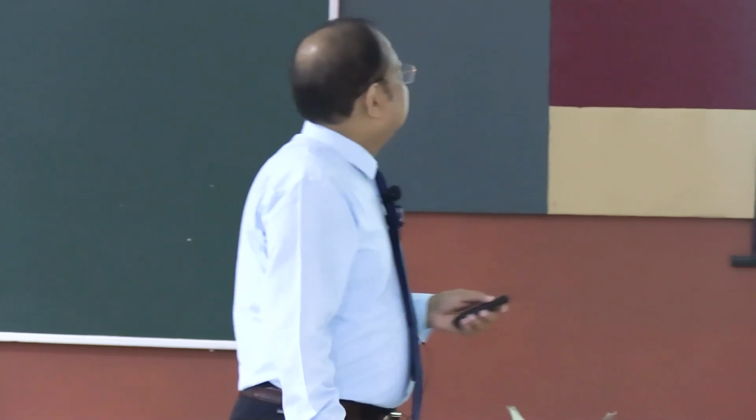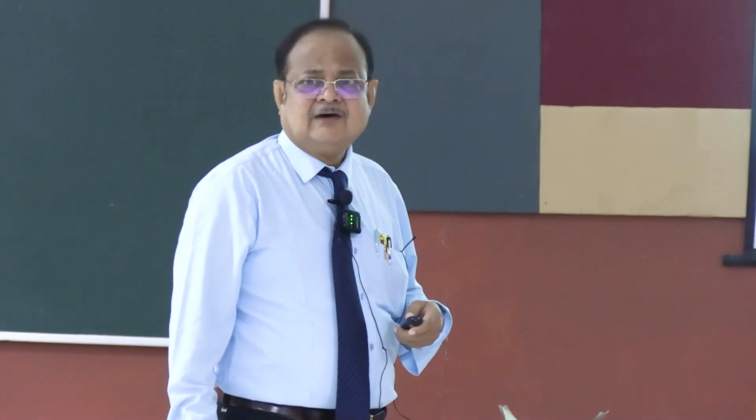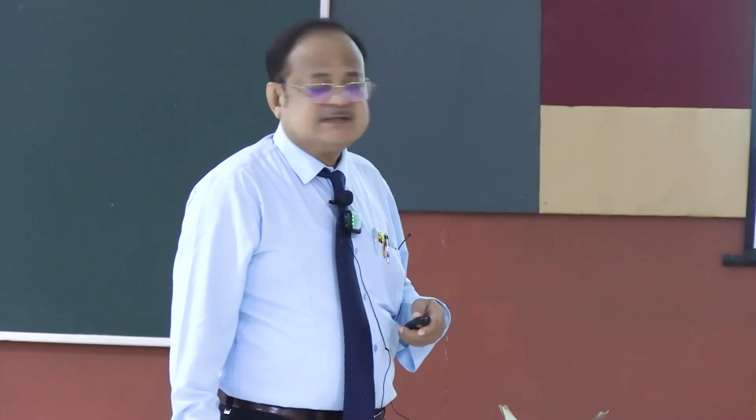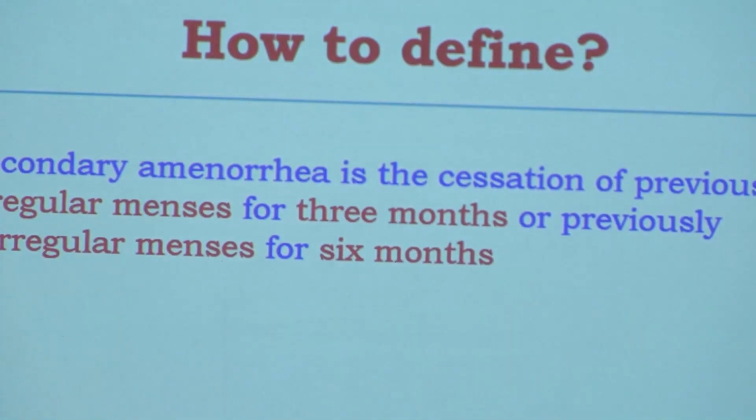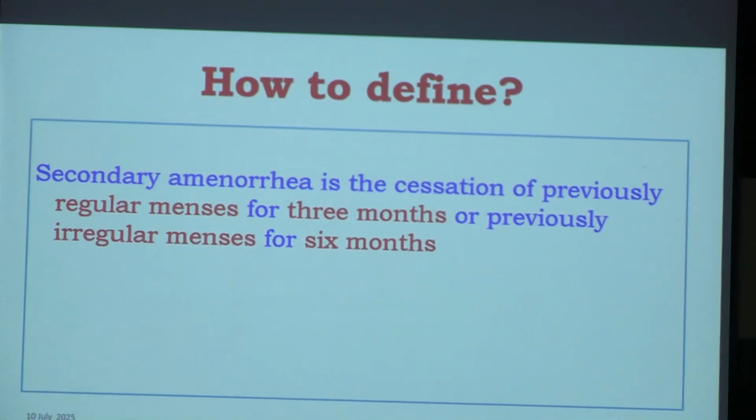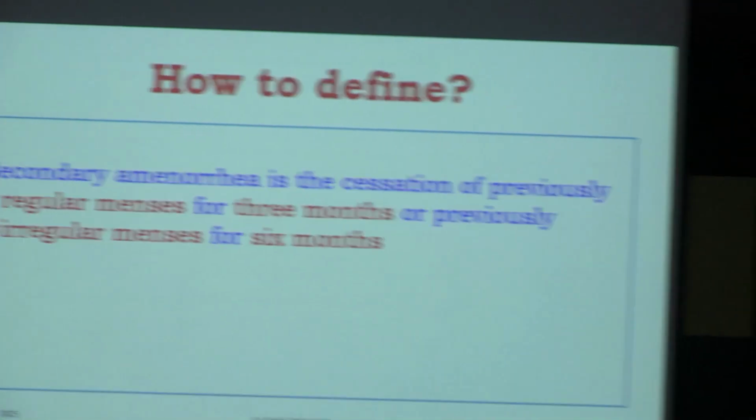And how to define secondary amenorrhea? Secondary amenorrhea is the cessation of previously regular menses for 3 months, or of previously irregular menses for 6 months. This is nothing but the definition. So that is secondary amenorrhea, the definition in the literature.